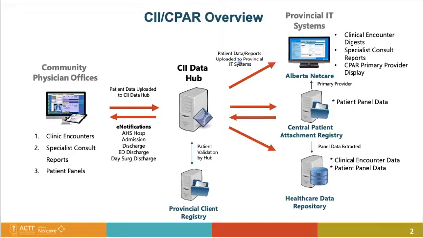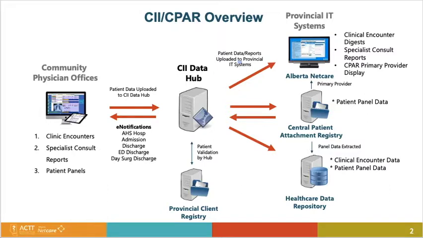On the left, you can see that 3 types of information, encounters, consult reports, and patient panels, can move through the CII Data Hub to Alberta Netcare, CPAR, and the Healthcare Data Repository. Information also goes back to the clinic EMR in the form of electronic notifications, which are called e-notifications. The Provincial Client Registry validates patient identity.